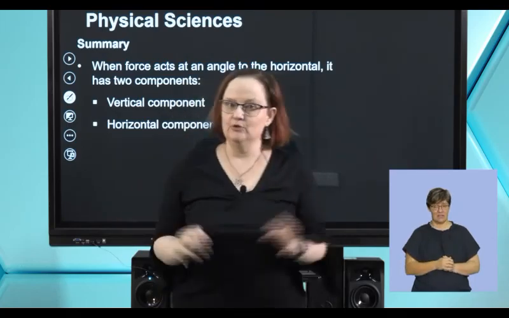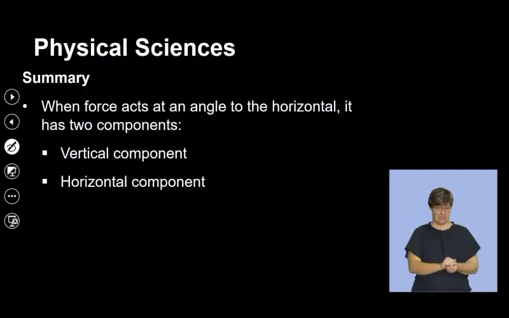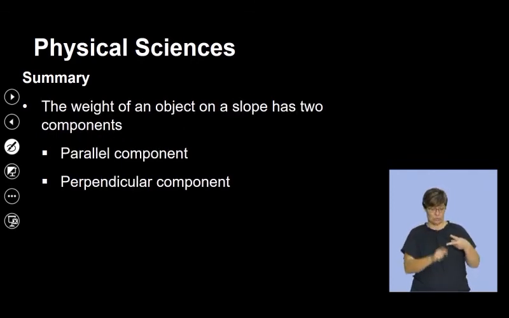Okay, so just remember, when we do the summary, when the forces are at an angle, we have two components, vertical and horizontal. When we have an object that's on a slope, the weight has two components, parallel and perpendicular.